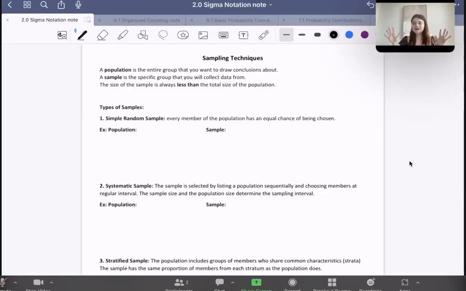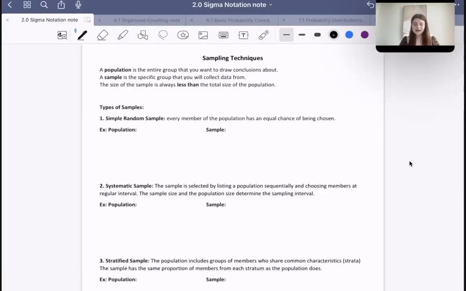Hi, everyone. Welcome back. Today, we are going to be talking about sampling techniques. So, whenever we're doing some sort of study, we need to figure out who is the target population and also who is the sample. So, I want to go over those terms really quick.